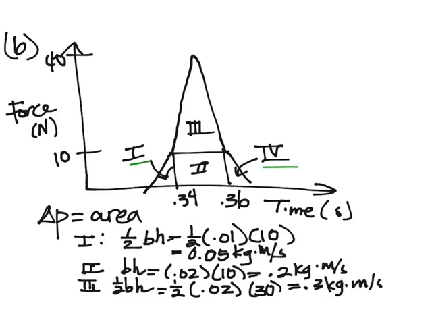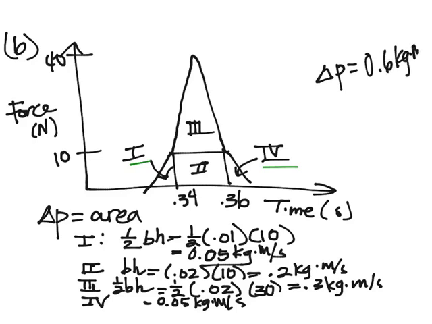And of course, region 4 is the same as region 1, so that's 0.05 kilograms times meters per second. Okay, to calculate the total change in momentum, we have to add all of these up. So it's 0.05 plus 0.05 plus 0.2 plus 0.3, and that ends up being 0.6 kilograms times meters per second.